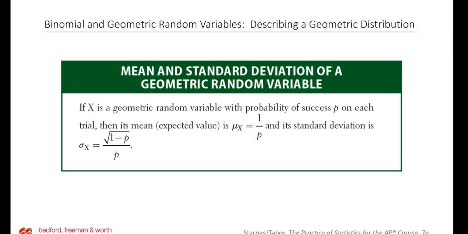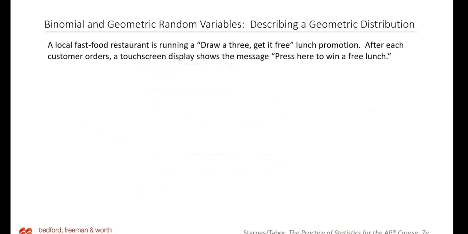Okay, these are the formulas for the mean and standard deviation of geometric random variables. So 1 over p might be somewhat intuitive. Standard deviation certainly is not intuitive. Those are on the formula sheet for sure. Remember the draw a 3, get it free.